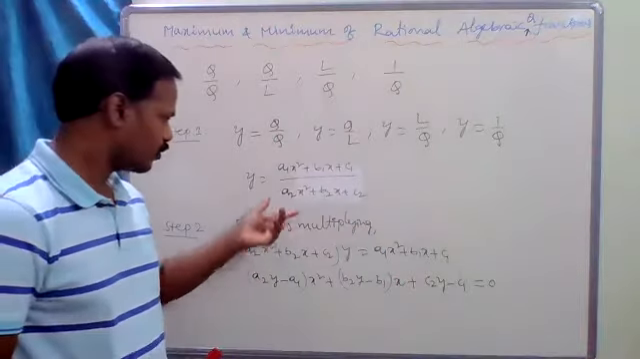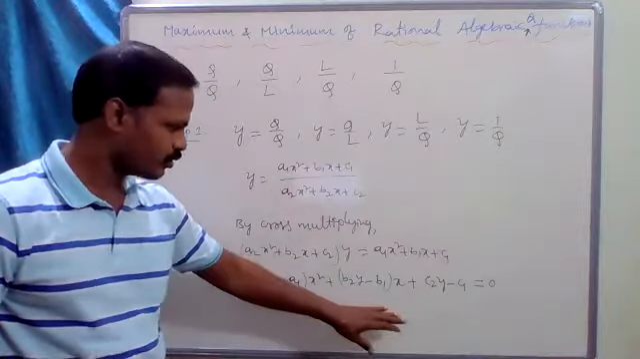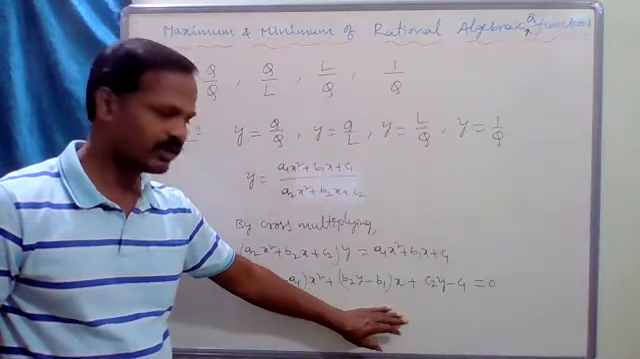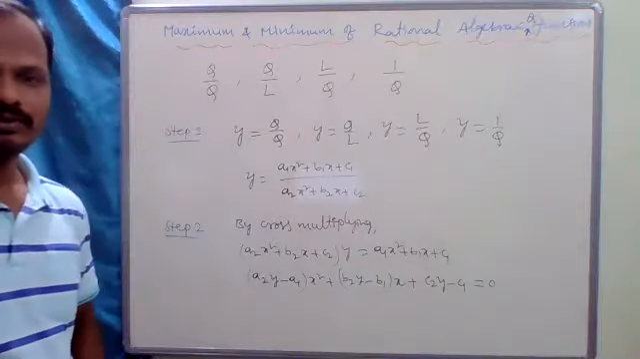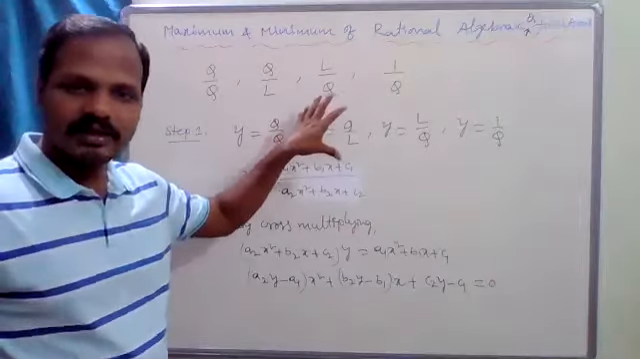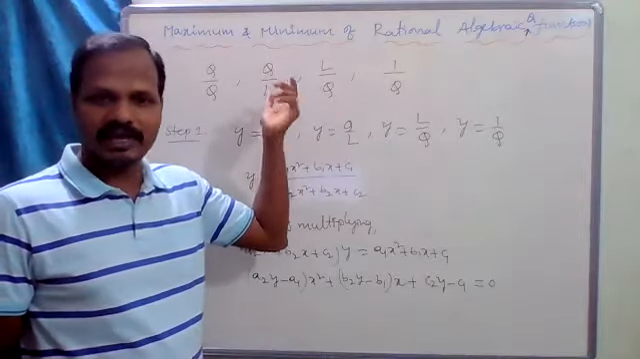What you have to do? You have to apply the cross multiply. By cross multiply, you will get this equation. Yes or no? Okay, fine. Now, what is given? You have to find the maximum minimum of this algebraic expression for all x belongs to R.